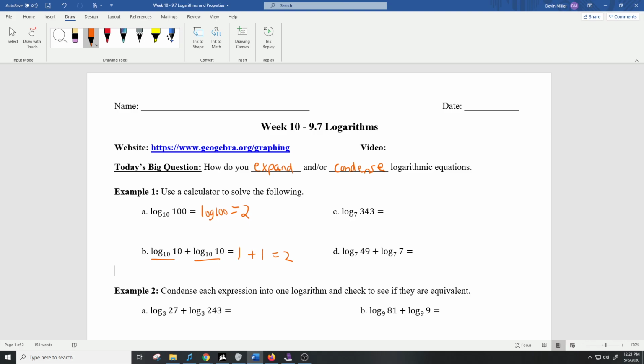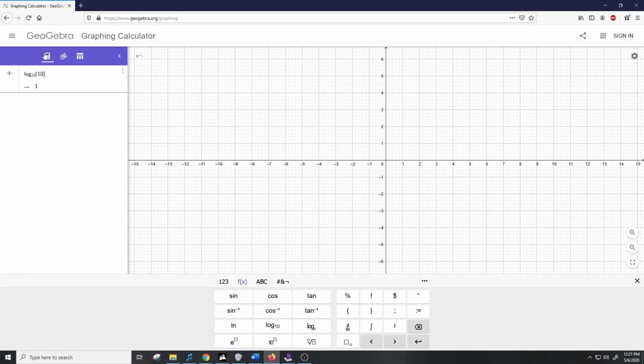Okay, part C. Log base 7 of 343. That one we cannot write as just log of 343. It does not have base 10. So we'll type that in here, change this to a 7, and then this to a 343. That's the number 3.